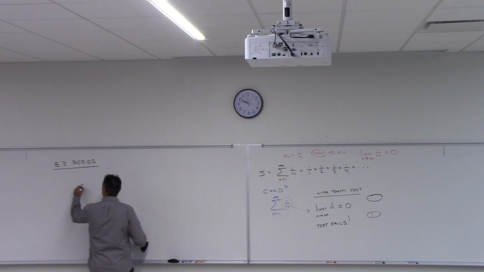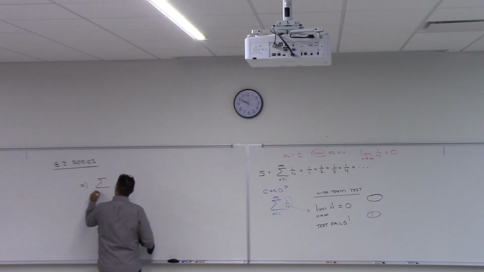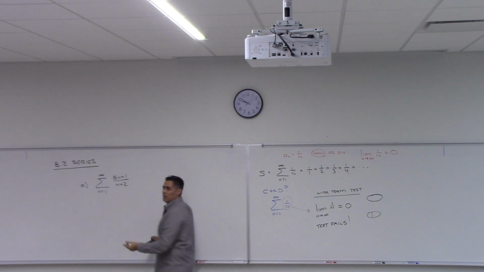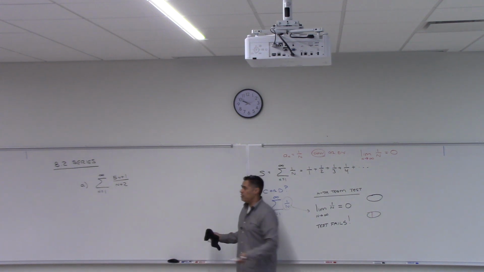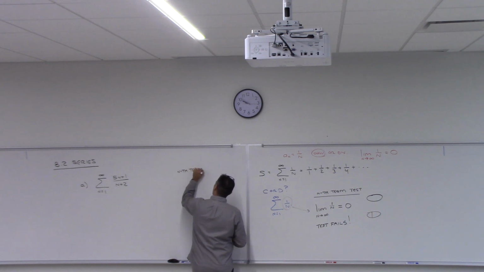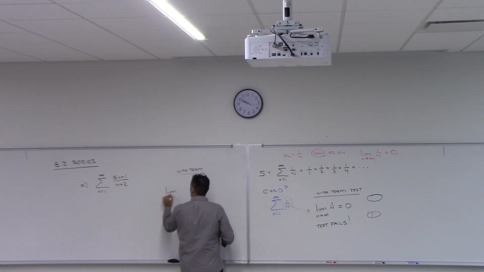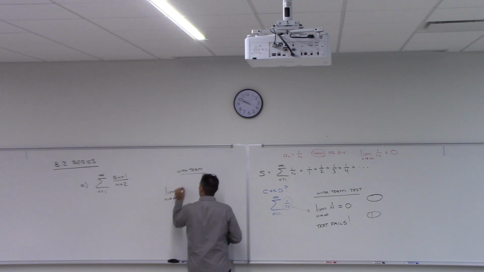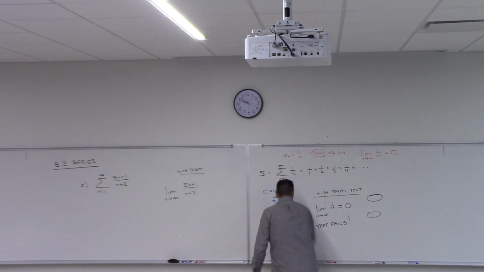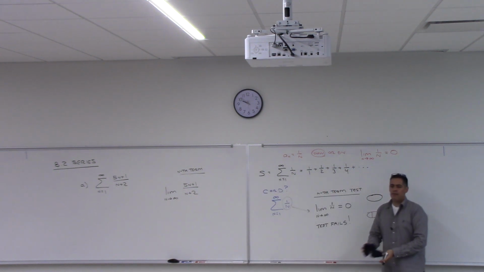So for part A, sum n equals 1 to infinity, 5n plus 1 over n plus 2. So the only test I have, right, is the n-term test. What I'm going to do is take the limit as n goes to infinity of 5n plus 1 over n plus 2. What happens as n goes to infinity there? You get infinity over infinity, right?